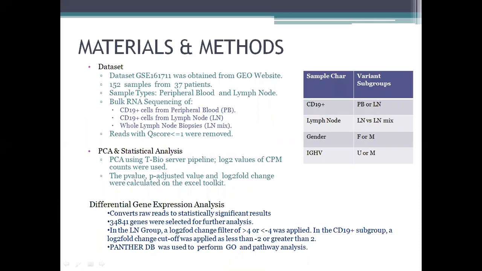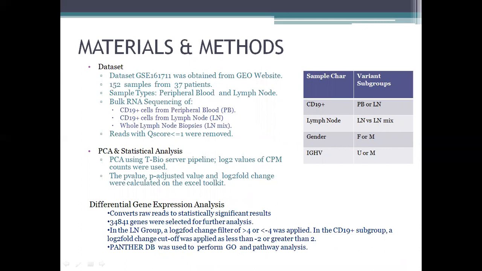So for this project, the dataset labeled GSE161711 was obtained from the GEO website. 152 samples were obtained from 37 patients, and this number of samples exceeds the number of patients because each patient gave 3 types of samples. They can be broadly categorized into 2 categories, namely peripheral blood, and the other one was from the lymph node.